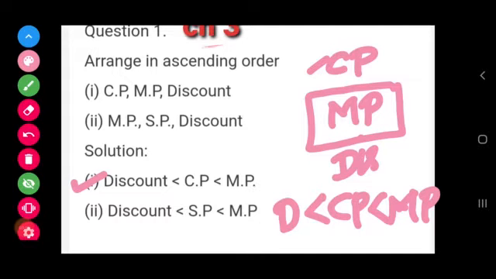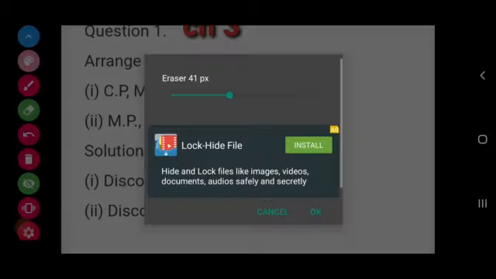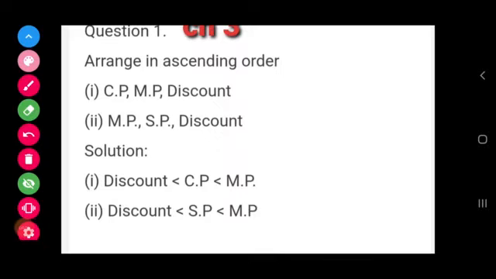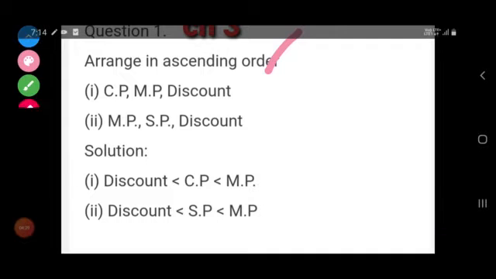In the same way, here, which one is higher? Our market price is higher. After the discount, we have SP. So, what will be the order? Discount less than SP, less than MP. Okay. So, this is the ascending order. Discount is the smallest. After that, SP. After that, MP. Clear?